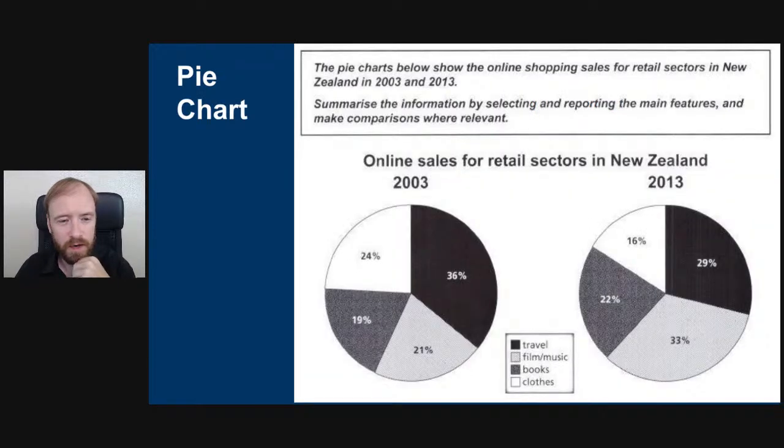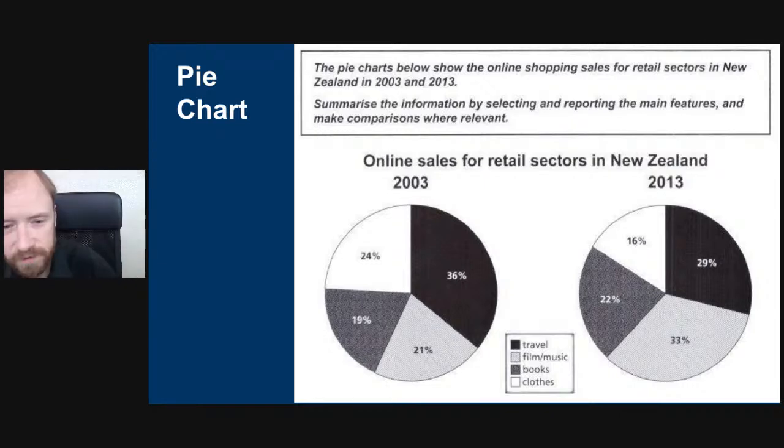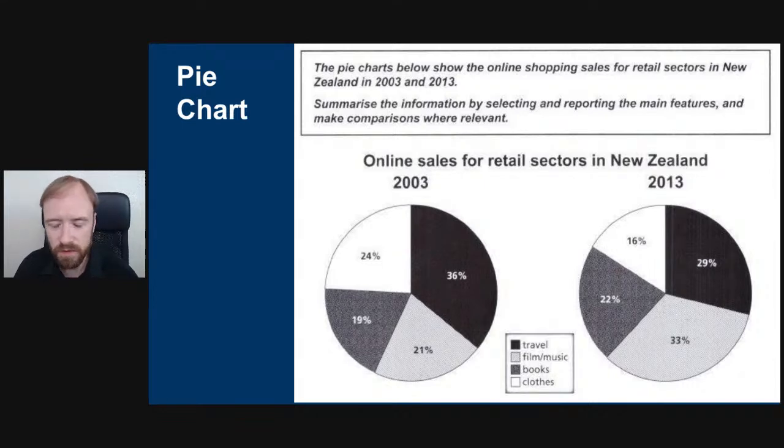Okay, on the screen now is a pie chart. They might give you a pie chart. Comparing information. So they have online sales for retail sectors in New Zealand, 2003, 2013. They do give a legend, yes.